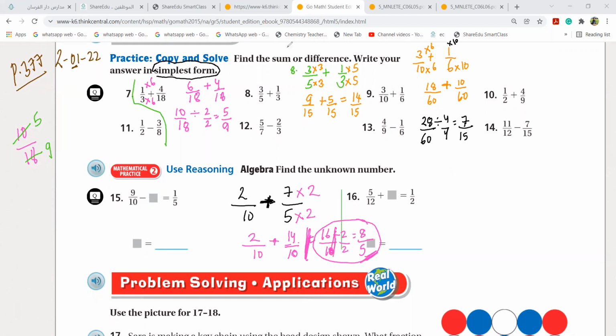Miss? Yes? The 10, it is plus. Why do you put 10? You have to plus it, or we put the same. No, listen to me. You will only plus the numerator. You never plus the denominator. What you do is you make the denominator the same and you plus the numerator. This is the rule. Okay, thank you, miss. Right, now I understand.